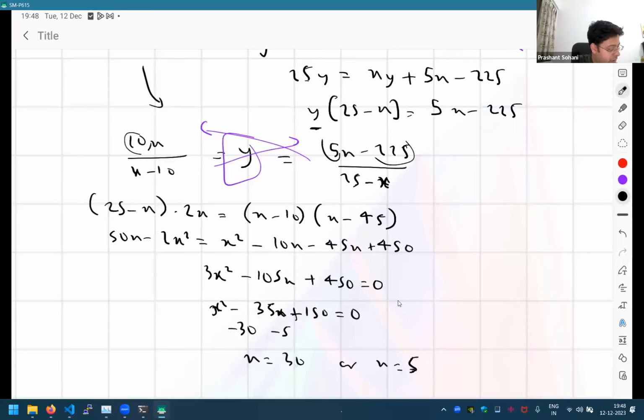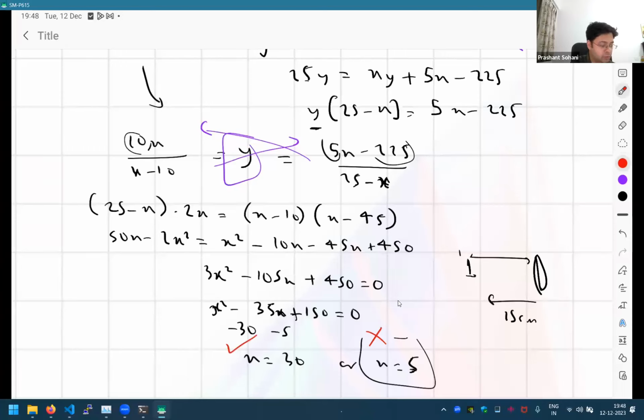But again, if you think back to the diagram, initially the lens is kept at a distance of x from the object, and then I want to move it 15 centimeters closer. So if originally x is 5, then the 15 centimeters will take it to the left of the object. So therefore, we should discard this solution and take the other solution. So the answer we expect is x is equal to 30.